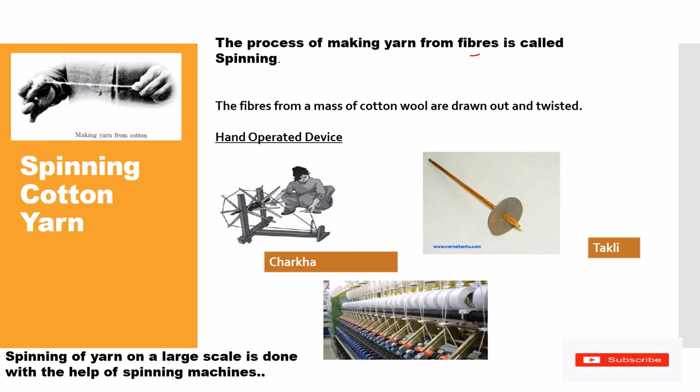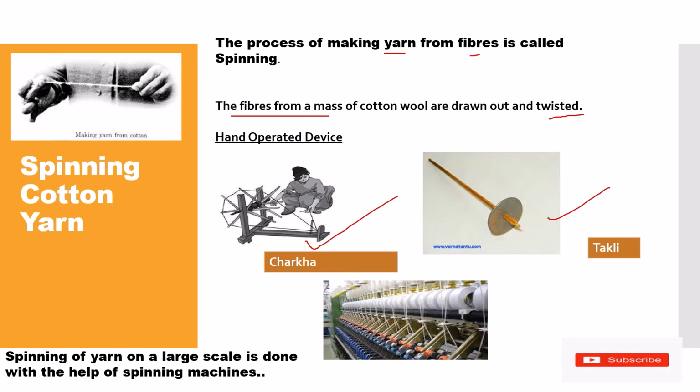So here I have explained spinning cotton yarn. See this line, the fibers from a mass of cotton wool are drawn out and twisted. So with the help of twisting, we can make yarns, and the simple devices used are takli and also charkha. You know charkha?